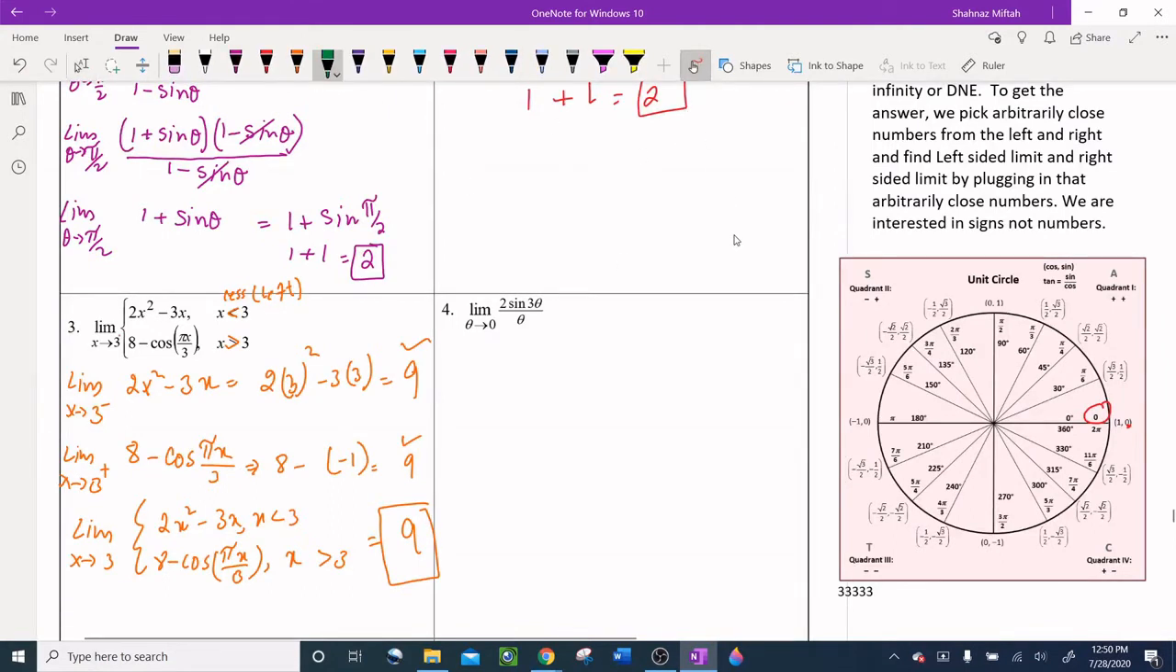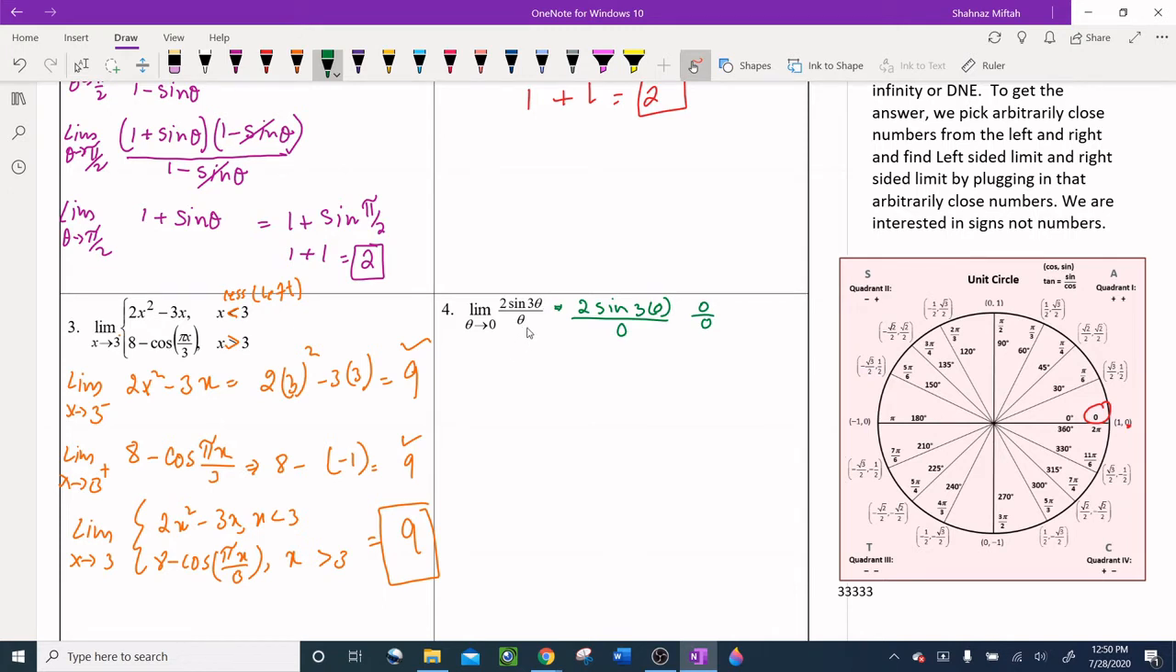Okay, let's do question number 4. Again, I'm going to do the direct substitution first. Sine, 2 sine 3 pi is going to be 0, so that's sine 0 over 0. So sine 0 is 0, so that's going to give me 0 over 0. Okay, so now let's do what we can do here.